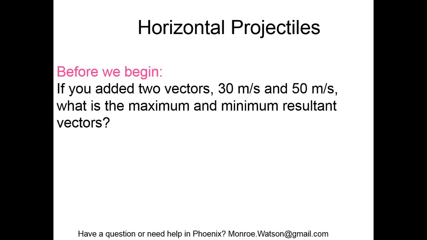This video is about horizontal projectiles, and before we begin, if you added two vectors, 30 meters per second and 50 meters per second, what is the maximum and minimum resultant vectors? Go ahead and pause it and see what you can get.